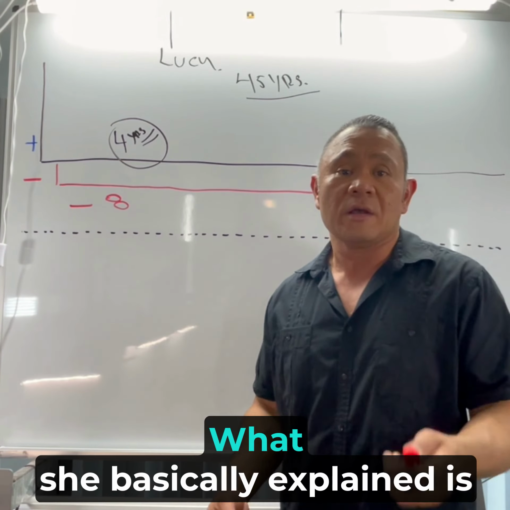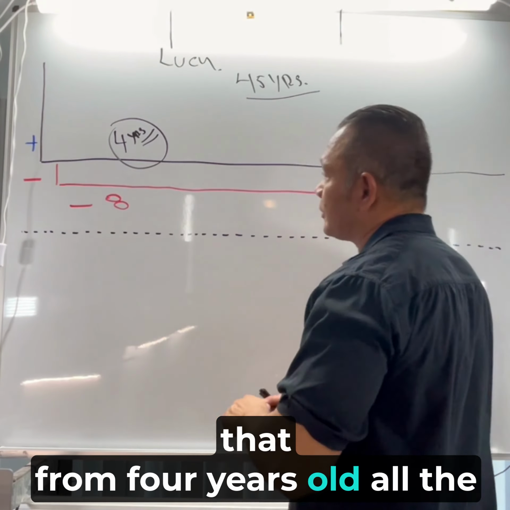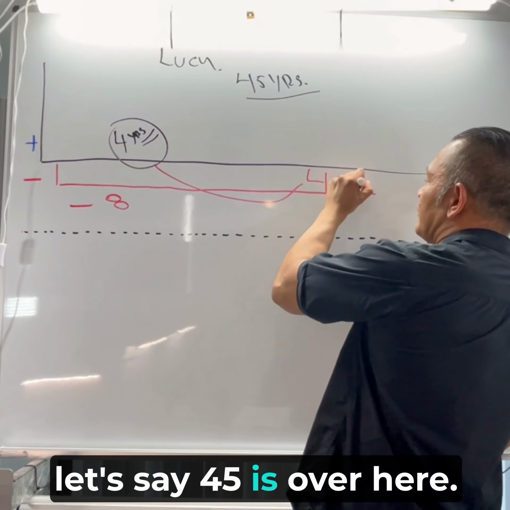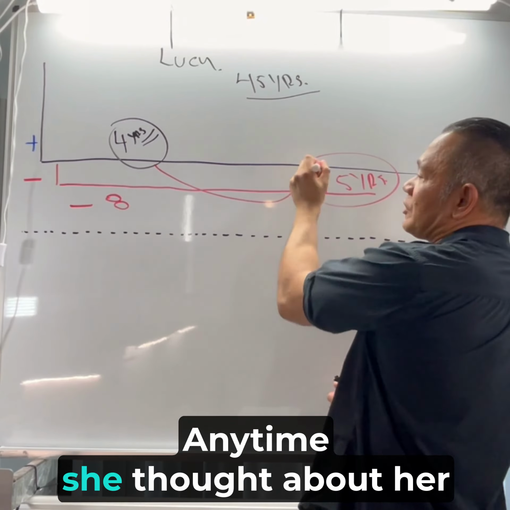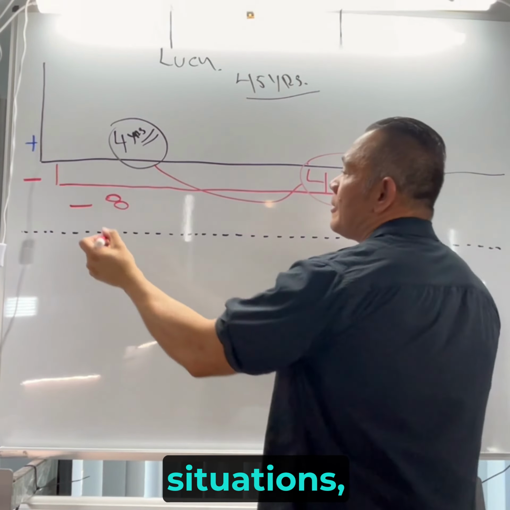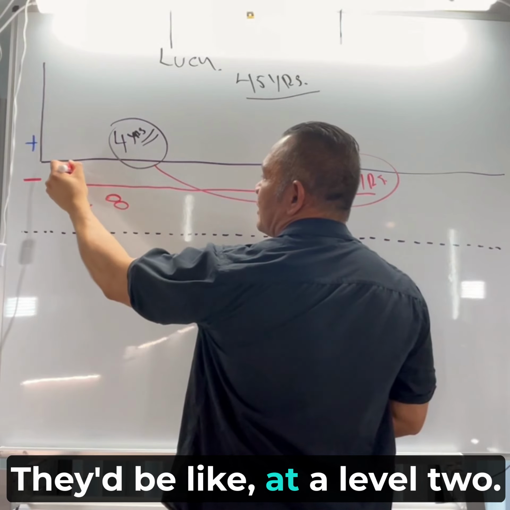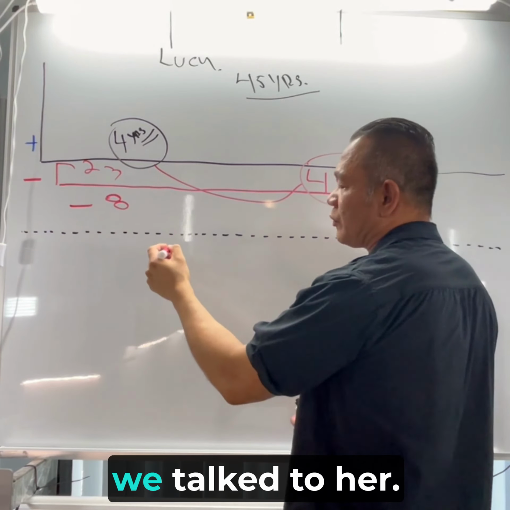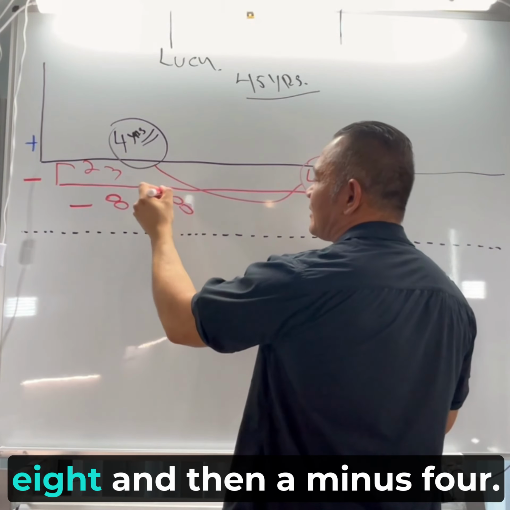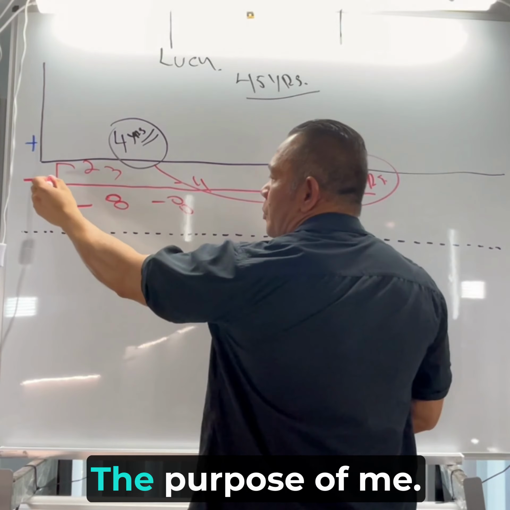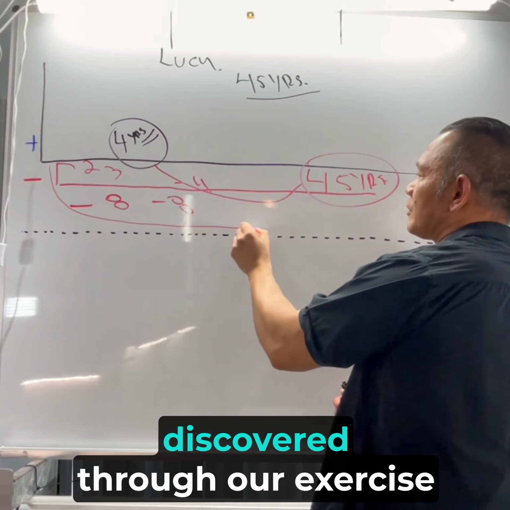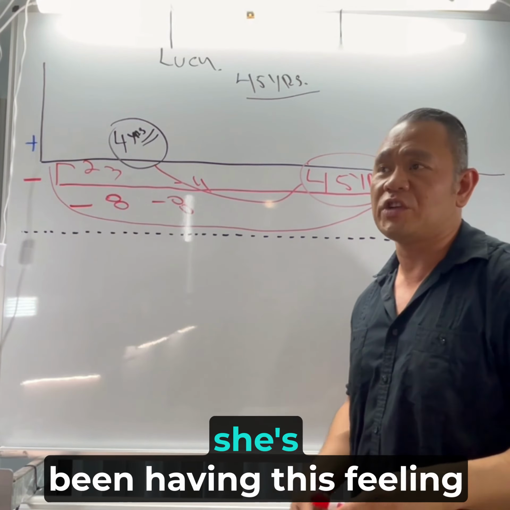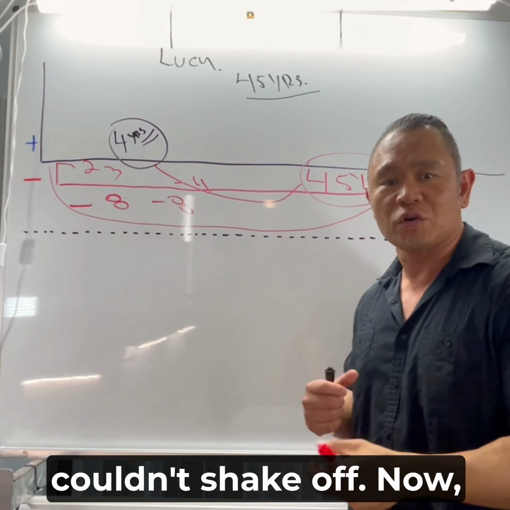What she basically explained is that from 4 years old all the way to age 45, let's say 45 is over here, anytime she thought about her parents in those certain situations, some of them would be here. They'd be at a level 2. Other memories would be a level 3. And this went on when we talked to her. At times she would feel a -8 and then a -4. The purpose of me pointing this out is that she discovered through our exercise that for about 41 years, she's been having this feeling about her parents that she couldn't shake off.